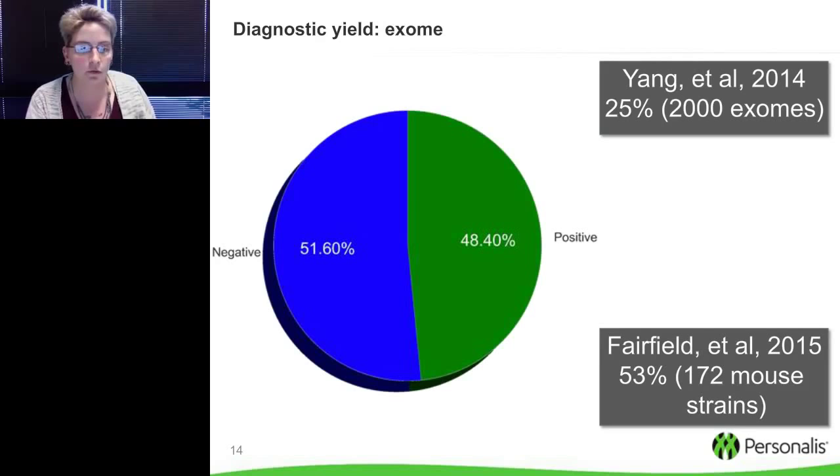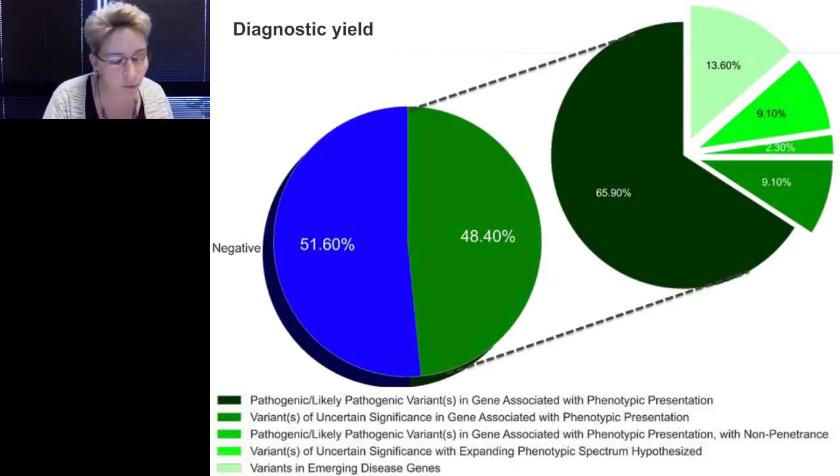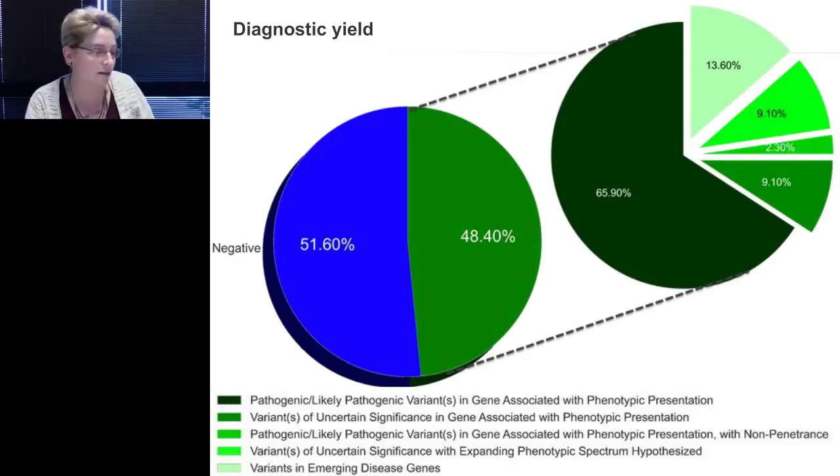If we look more carefully at the breakdown of this, I think it's also important to remember that when we think about something that we return to a physician, it's not necessarily the case that every variant we return has a clinical assertion of pathogenicity. So we can see in over 65% of the cases, we return something that is pathogenic or likely pathogenic that's in a gene that is well associated with a phenotype. So this is a really strong case.